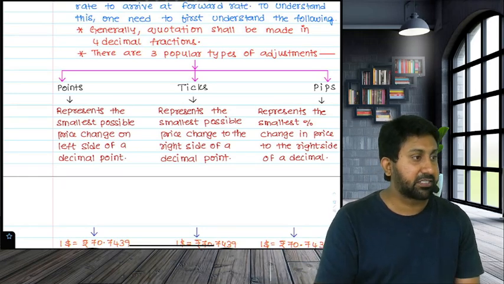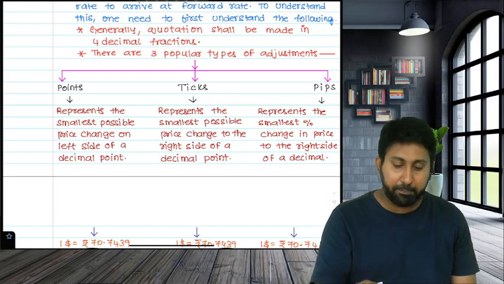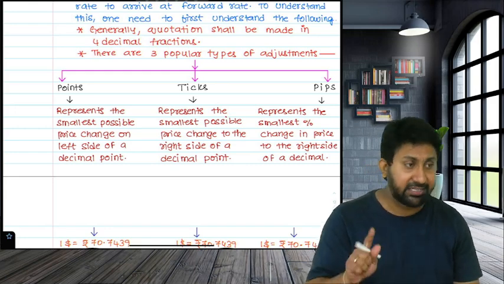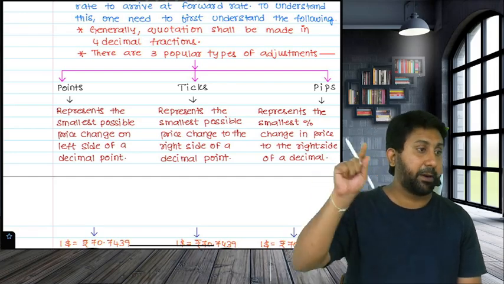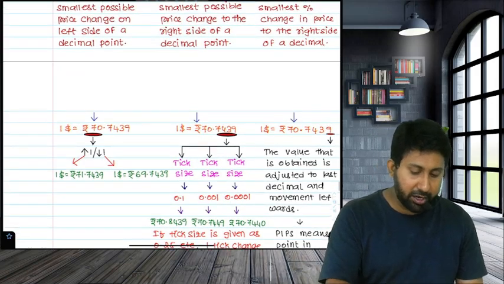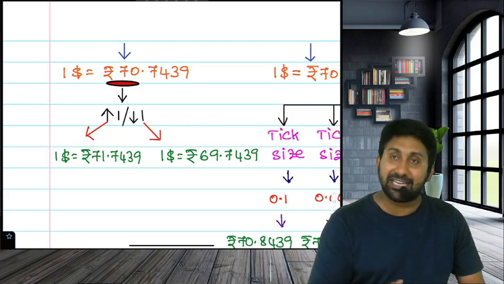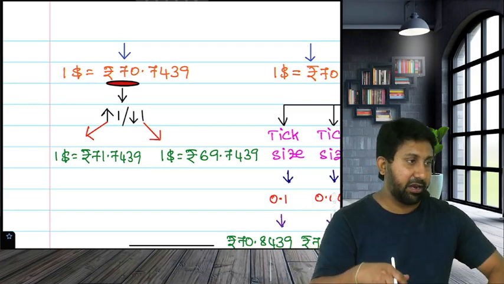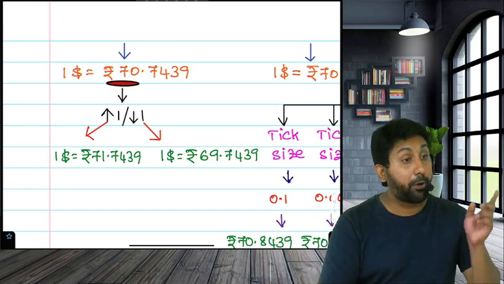Points represent the smallest possible price change on the left side of the decimal point. Ticks represent the smallest possible change to the right side of the decimal point. Pips represent the smallest percentage change in the price to the right side of a decimal. $1 equal to rupees 70.7439. If the 70 is increased by 1 it becomes 71, decreased by 1 it becomes 69. This is called a points change.